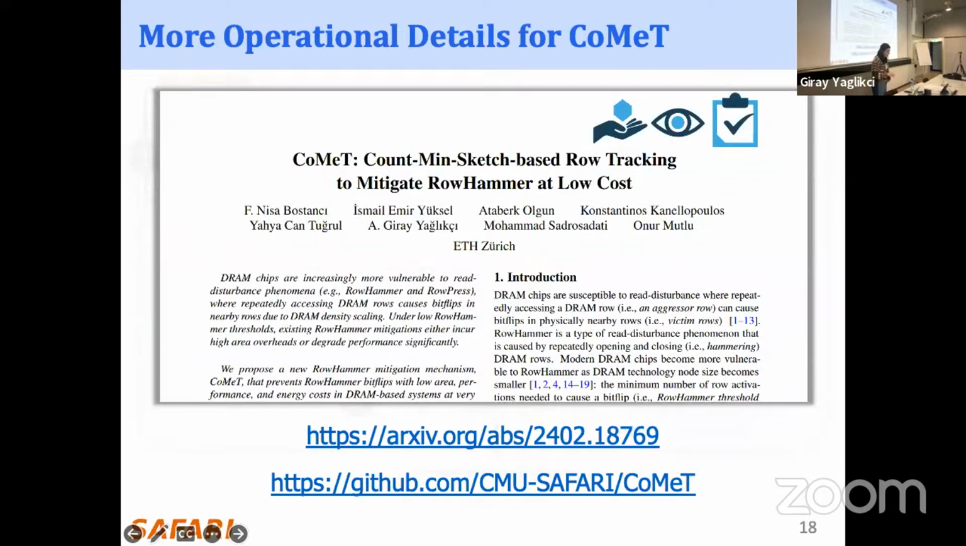There are more operational details for CoMeT in our paper. I invite you to read that if you're interested in it. And let's look at the evaluation methodology.